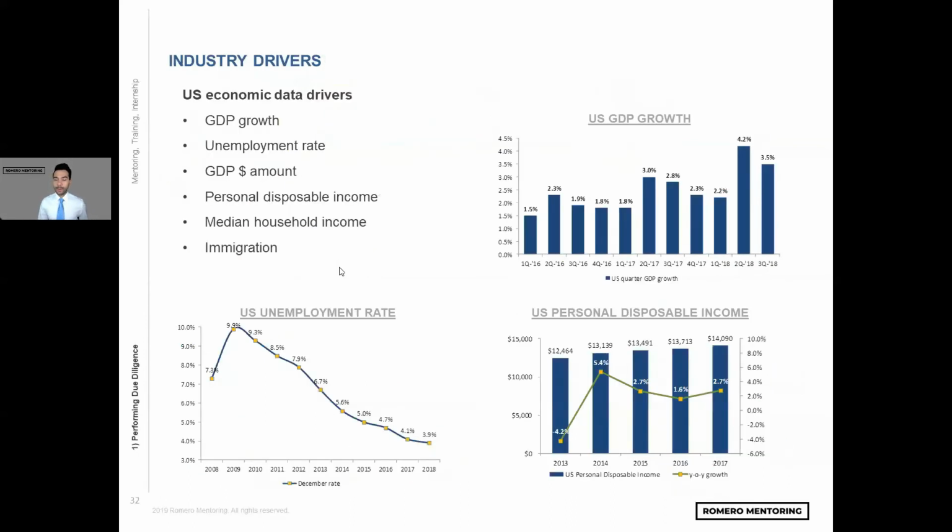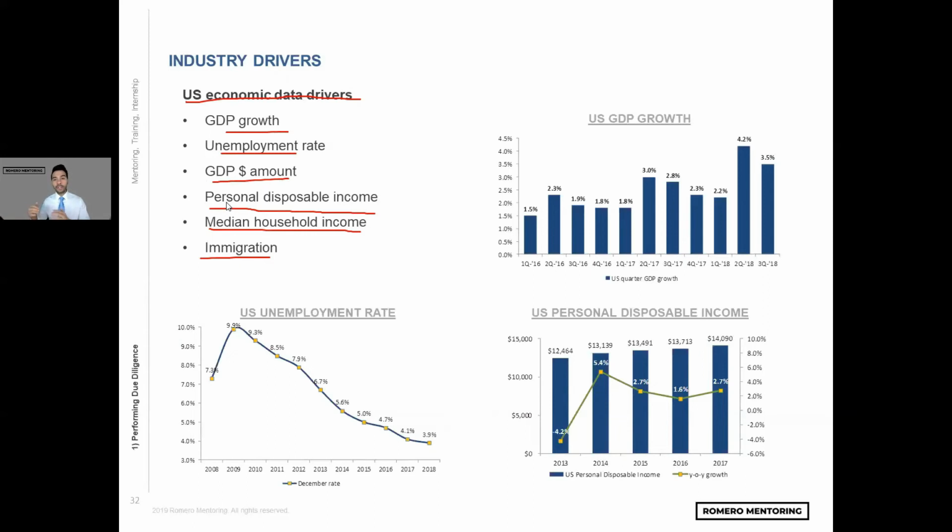Now, what about in terms of industry drivers? Well, you have US economic data like GDP, unemployment rate, GDP dollar amount or the dollar value. What's the size of the US economy? I believe at this point it's about 18.5 to 19 trillion. Personal disposable income, median household income, and immigration are all drivers of the mattress industry.